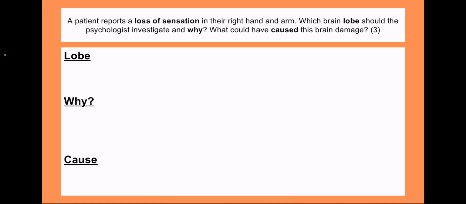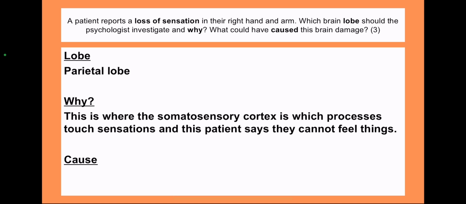You need to identify which brain lobe the psychologist should investigate and why, and what could have caused this brain damage. So if they've lost sensation, that sounds like a somatosensory cortex problem. You need to remember that that's in the parietal lobe. And then you need to justify why. Well, this is because the parietal lobe is where the somatosensory cortex is, which processes touch sensations, and the patient is having difficulty with this. The cause could be anything from a stroke to a head injury to a brain infection.